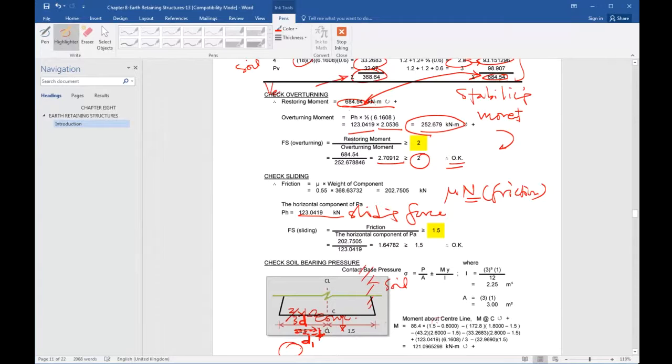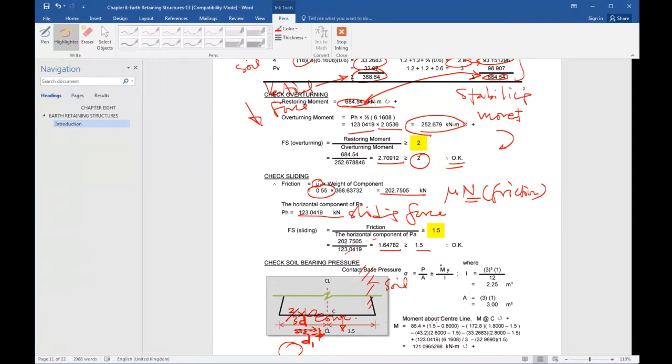The vertical weight, the vertical force downwards, so that's the N, right? And that's the mu, 0.55 times that gives you 202. Well, the friction is greater than the horizontal force, 202.75 over 123. Now, that gives you a factor of safety of 1.6, so it's bigger than 1.5. Remember that the factor of safety against overturning should be greater than 2, against sliding 1.5, and soil bearing pressure should be greater than 3, right?